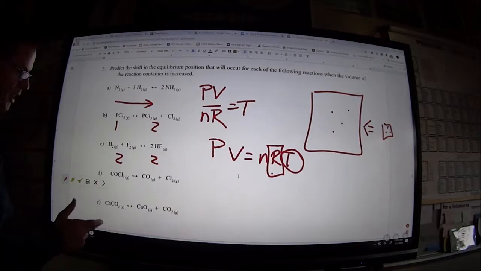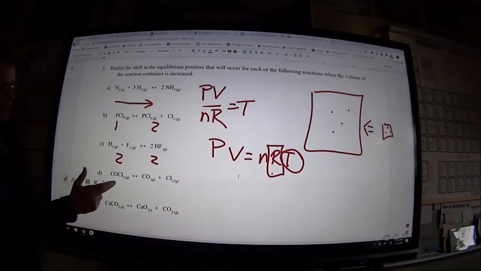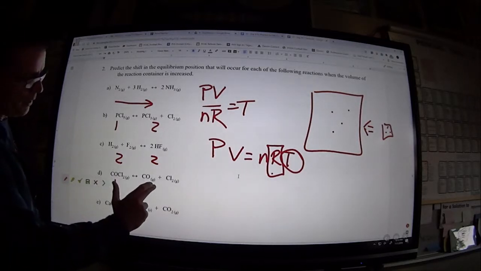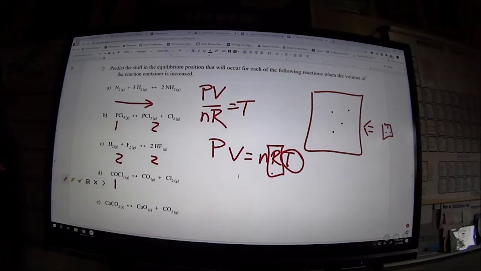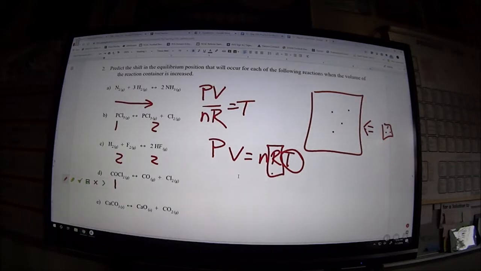All right, so looking at D, we go from 1 to say for C: no change. You just say no change, no shift. And if I asked, will K change? You would say yes. How? We don't know. We would need more information. So for the quiz on Monday, the quiz is on Monday.